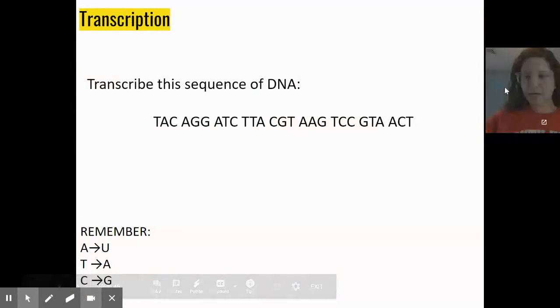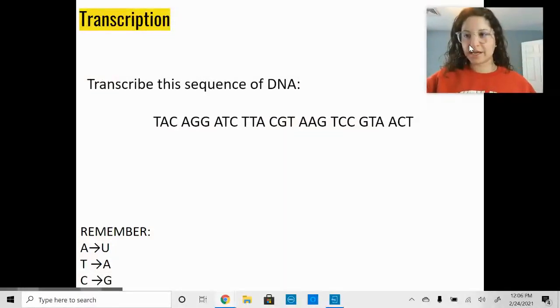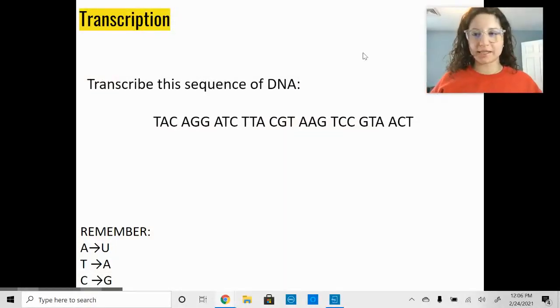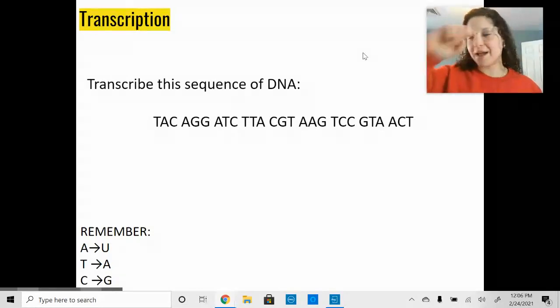All right, so hopefully that gave you a good visual and explanation of what this process actually looks like inside the nucleus of your cell. Now we get to practice doing the transcribing. So you're gonna be lean, mean transcribing machines. Hey, we're gonna act as RNA polymerase. Yeah, getting with that science. Okay, I'm gonna keep going.